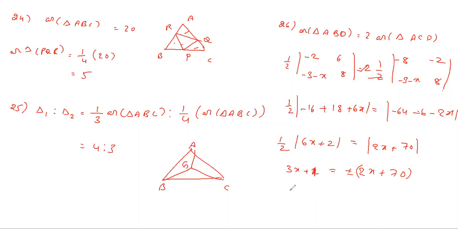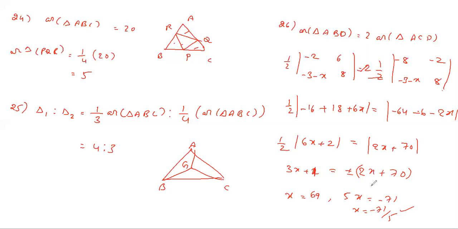So 3x, if you take plus x equals 70 minus 169. Next, if you take minus 5x equals minus 71. So x equals minus 71 by 5. So the answer 69 is there. Answer is x value 69.